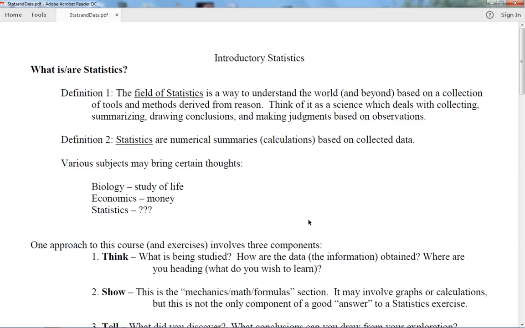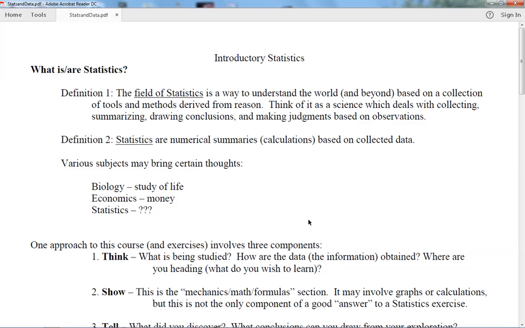What is or are statistics? Definition 1 says the field of statistics is a way to understand the world and beyond based on a collection of tools and methods derived from reason. Think of it as a science which deals with collecting, summarizing, drawing conclusions, and making judgments based on observations.